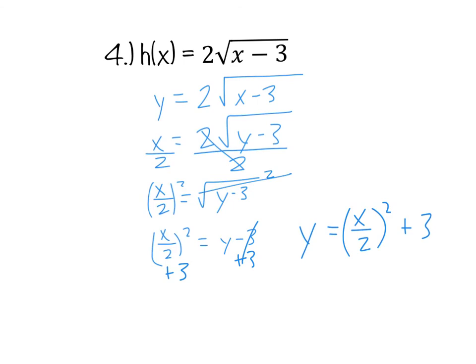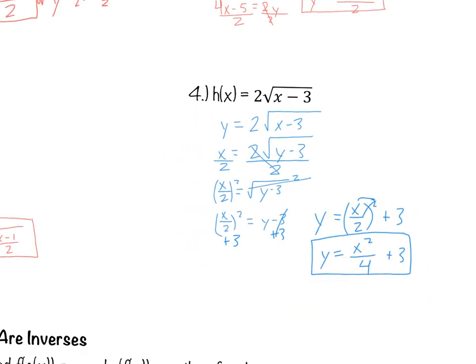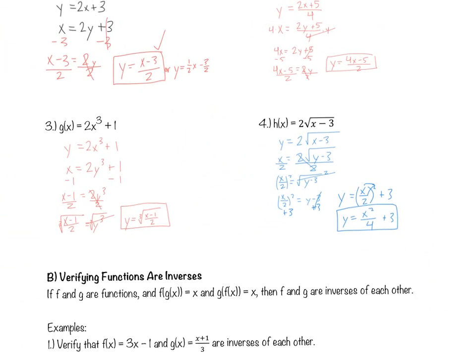Now technically, you do have to distribute this in there, so it'd be x to the second, which is just x squared, 2 to the second, which is 4, and plus 3. And so that would serve as the inverse to the above function. So that's inverses. It should be somewhat easy. The math part might get some people, but the concept of inverses, just switching the x and y and then just solving for y, should be pretty okay.